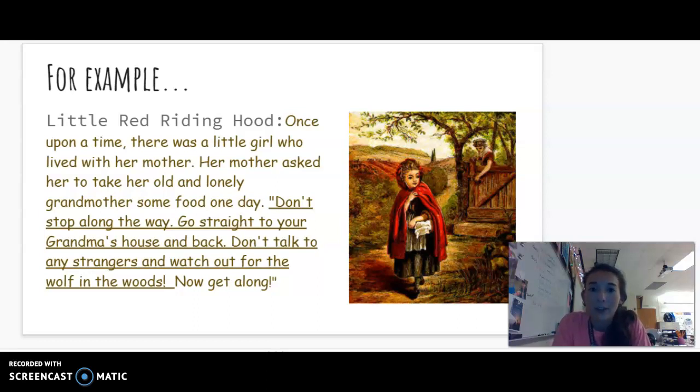Little Red Riding Hood. Once upon a time, there was a little girl who lived with her mother. Her mother asked her to take her old and lonely grandmother some food one day. And this is what her mother said. Don't stop along the way. Go straight to your grandmother's house and back. Don't talk to any strangers, and watch out for the wolf in the woods. Now get along.